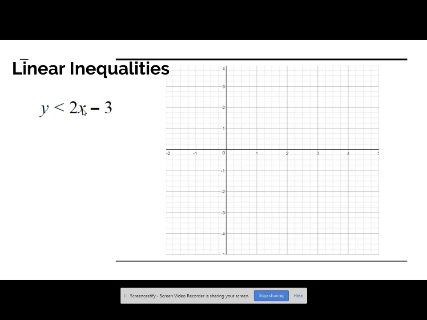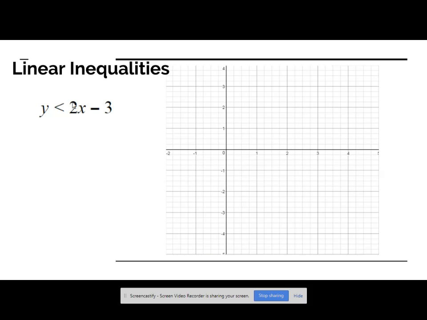2 times 5 is 10. 10 minus 3 is going to give me 7. So y could be 6, and x could be 5. Y could be 4, and x could be 5. There's an infinite number of pairs that would work. So we're going to graph it. We can't list all the solutions to this. We're going to graph it.